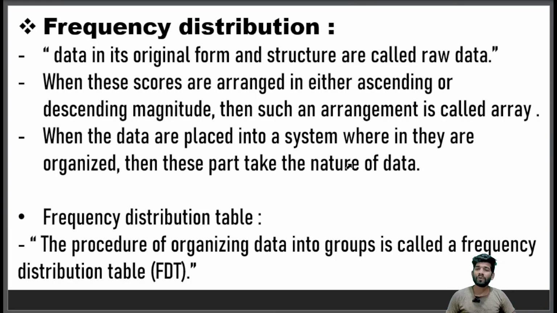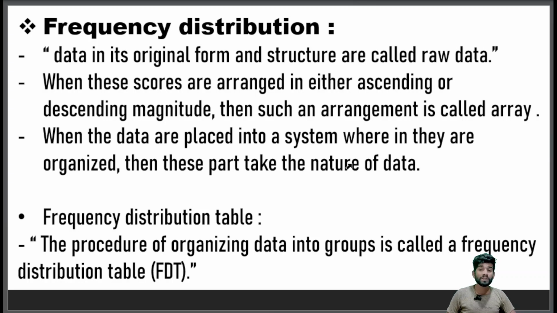Then the second last point is frequency distribution, where the data in its original form and structure are called raw data. If the data is in its original form, it is called raw data. When these scores are arranged in either ascending or descending magnitude, such an arrangement is called an array. When the data are placed in a system wherein they are organized, they take the nature of data.